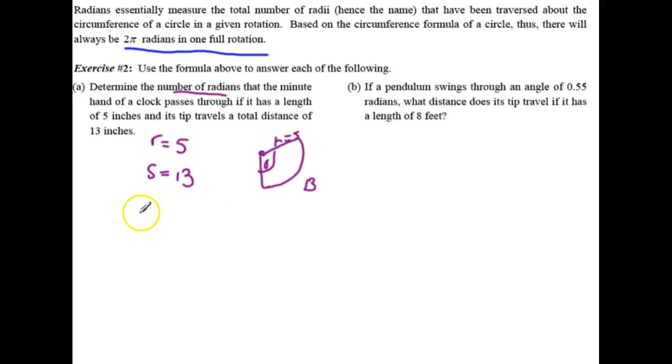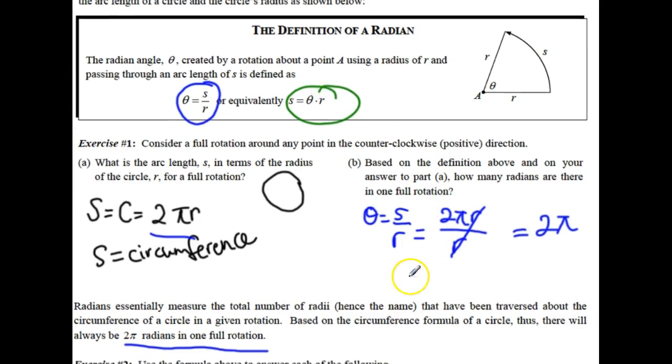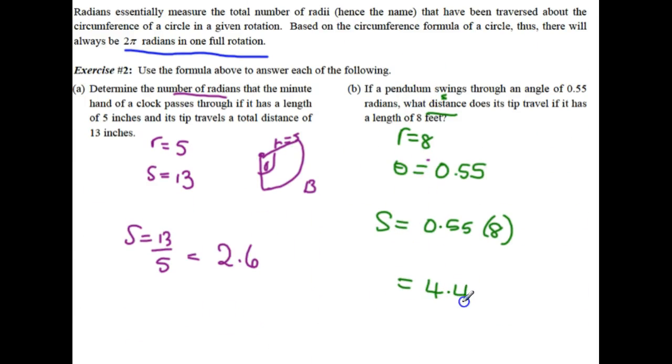So when I do this, I'm getting theta equal to 13 over 5, which is the same as 2.6. Now for B, it says if the pendulum swings through an angle of 0.55, what is the distance the tip travels on a length of 8? So what am I given? I want to find the distance, I want to find s. So r is equal to 8, and I know theta is equal to 0.55. So s is just multiplying these two numbers based on my formula up here. Multiply this out, and you will get 4.4 feet. My answer is given in feet.